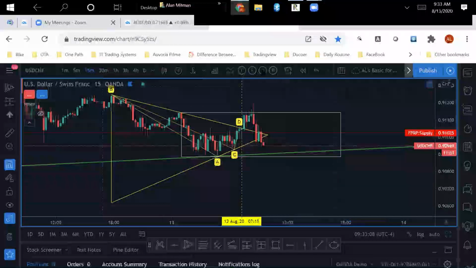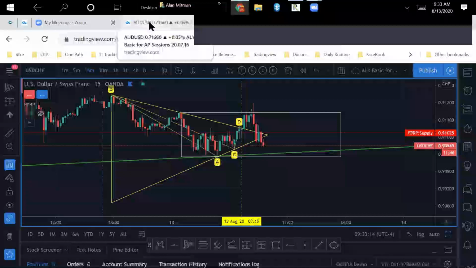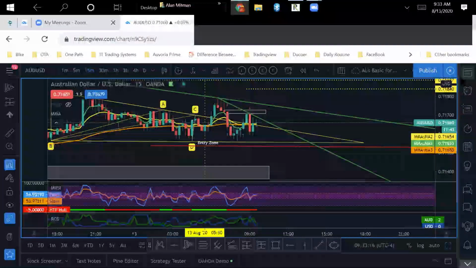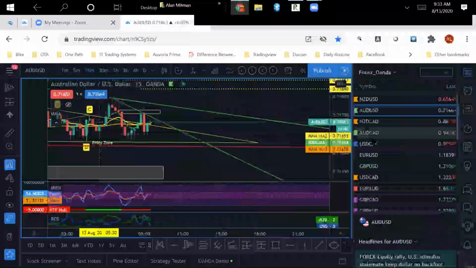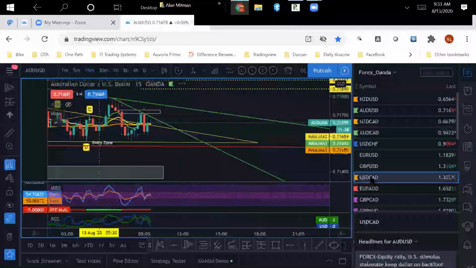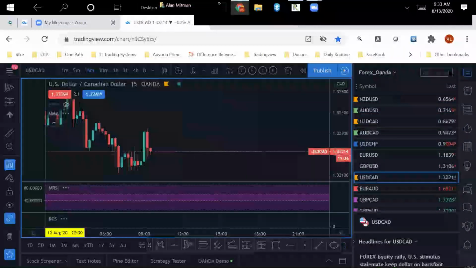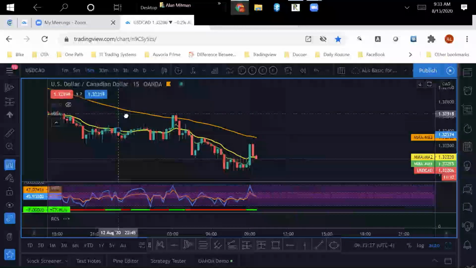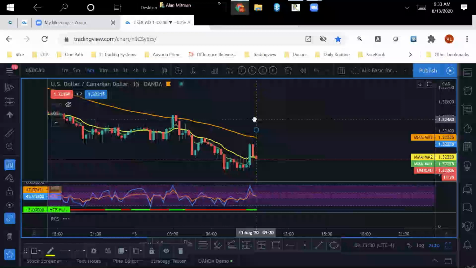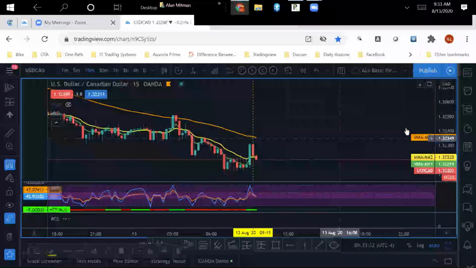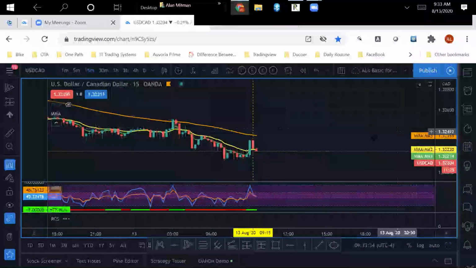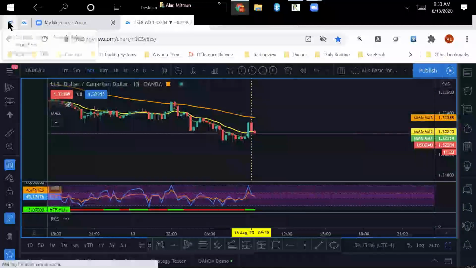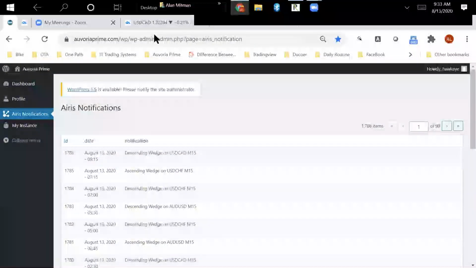Let's see here. If I go to, looking at the US CAD, all right, let me put a US CAD chart on here. And that was at 9:15. And it was ascending or descending? I'm not sure. You want me to flip over? I would imagine it's, no, I got descending.